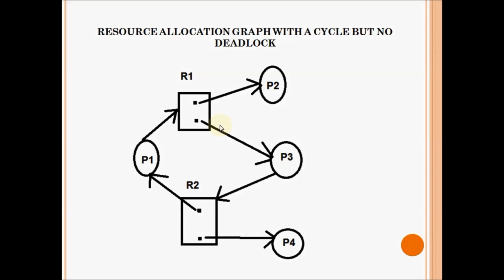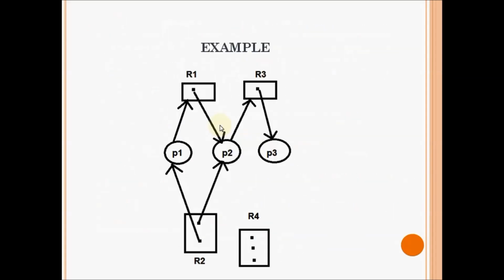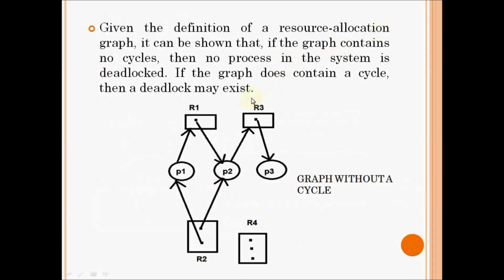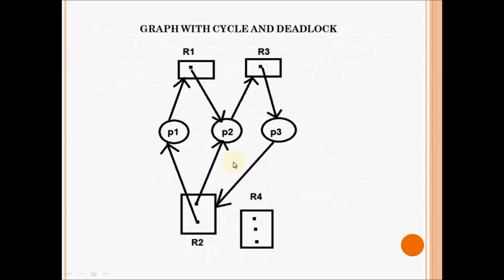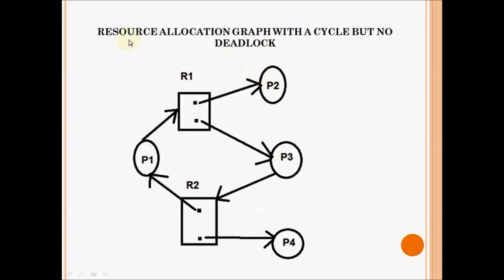So here I will brief this. In this example, we have seen the graph without a cycle. Obviously there is no deadlock here, no problems. But here this is a graph with a cycle. Along with the cycle, there is a deadlock also here. But in the last case, we have seen a graph with a cycle but no deadlock.